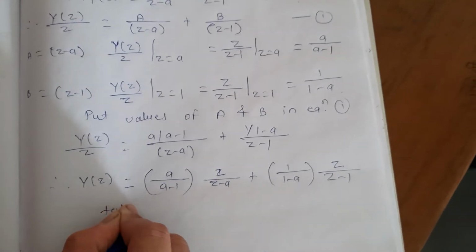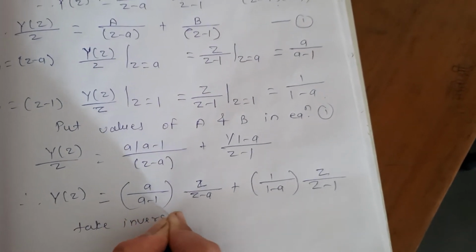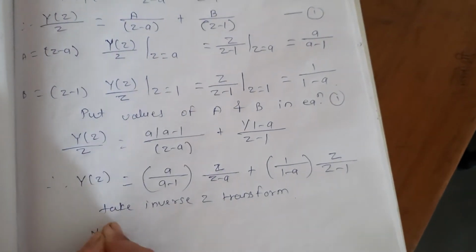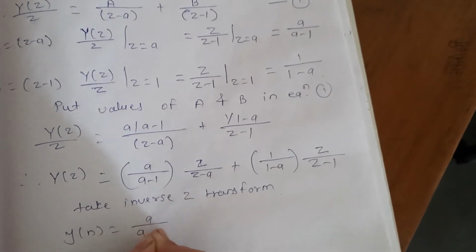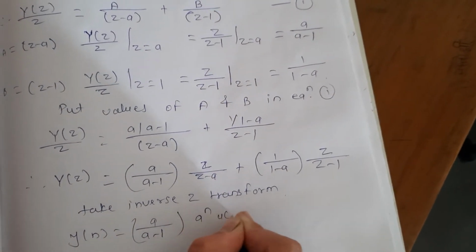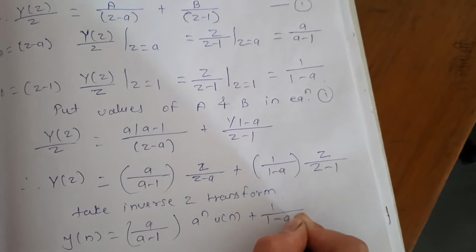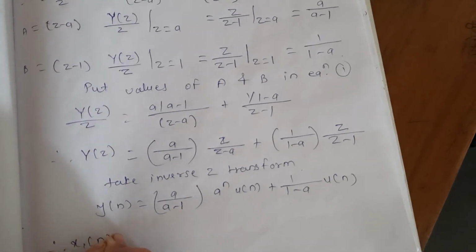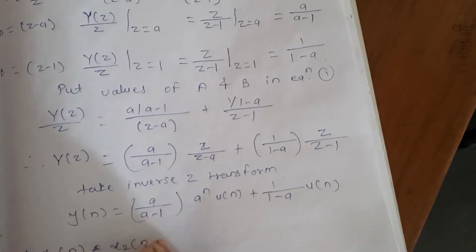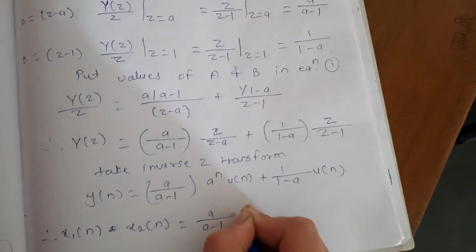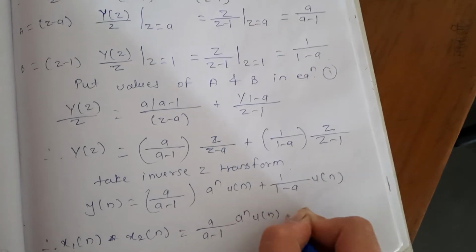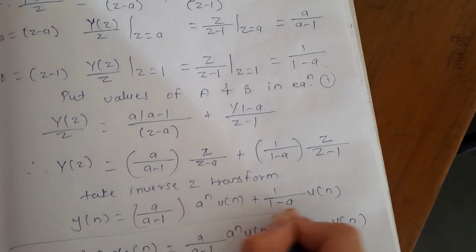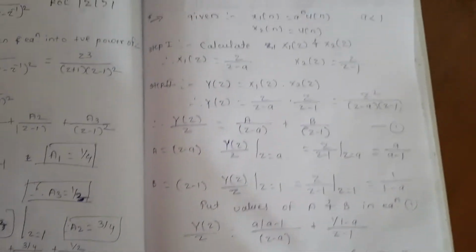Now take the inverse Z transform. Y(n) is equal to a by a minus 1 a raised to n u(n) plus 1 by 1 minus a u(n), that is x1(n) convolution x2(n) is equal to a by a minus 1 a raised to n u(n) plus 1 by 1 minus a u(n). This problem was for 8 marks.